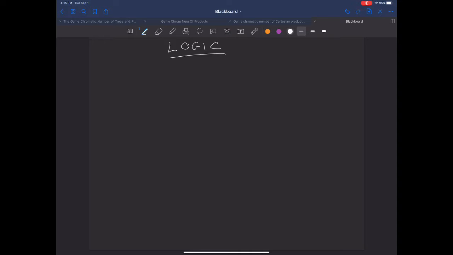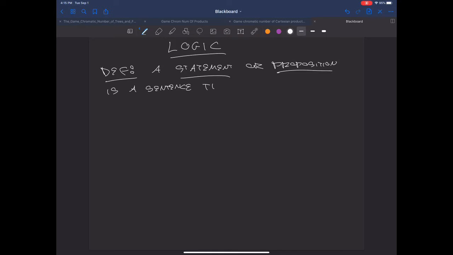All right, so start with the basic building blocks. Statement. So a statement or a proposition, all right, same thing, two different words, is a sentence that is either true or false. All right, and what's not really stated here is all the time. It is all the time either true or false.